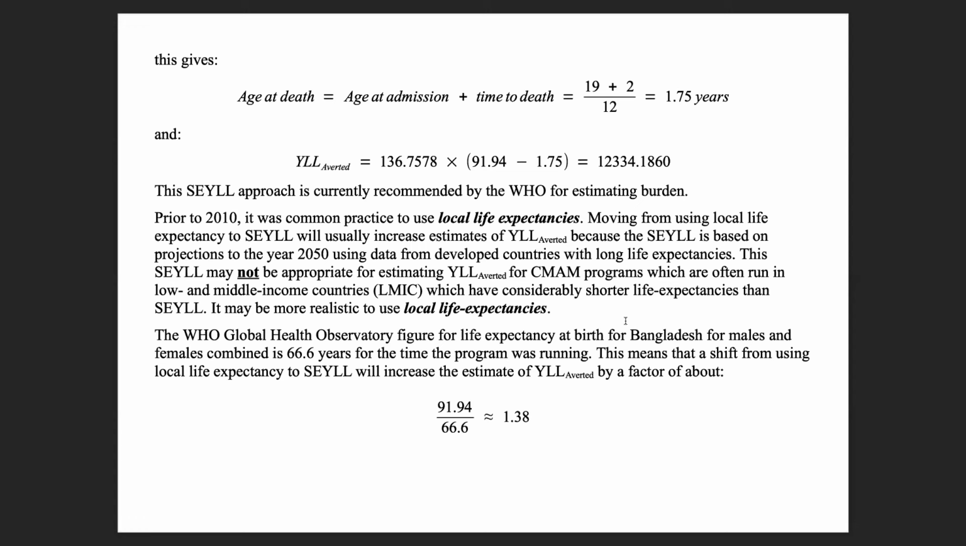Now, using the WHO Global Health Observatory figures, the life expectancy at birth for Bangladesh for males and females at the time the program was running was 66.6 years. So this means a shift from using local life expectancy to standard expected years of life lost will increase the estimates of years of life lost averted by about 1.38.